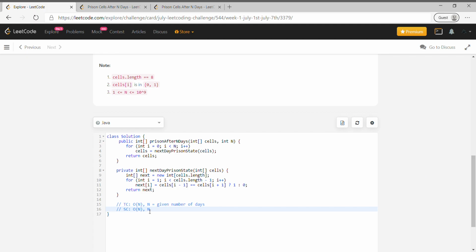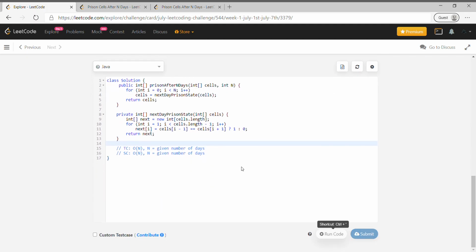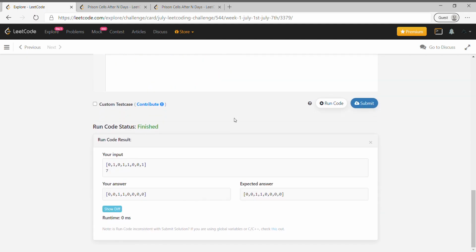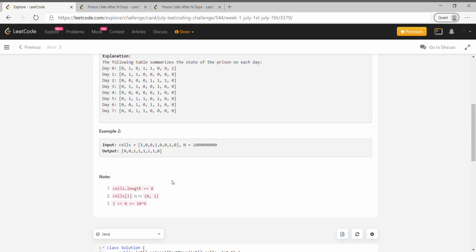So where n is the given number of days, right? Okay, so let's try that and make sure that our code works. And yes, it does. So as we can see, it ran successfully. It passes the example test case. Now let's try to optimize it.